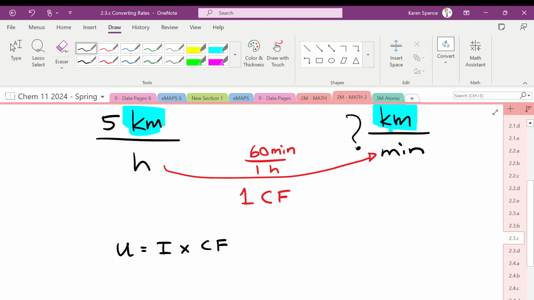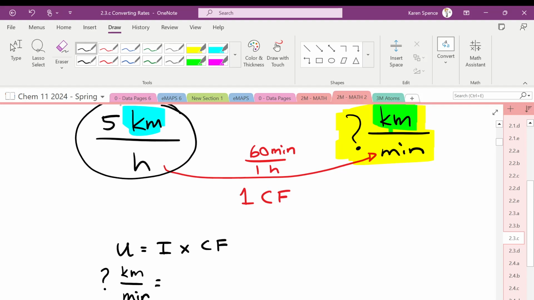Kilometers per, it's literally the one with the question mark. Unknown, kilometers per minute. I don't know how many kilometers per minute. What are we starting with? We're starting with kilometers per hour. So that's our initial quantity, 5 kilometers per hour.